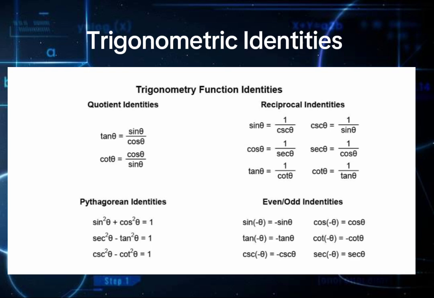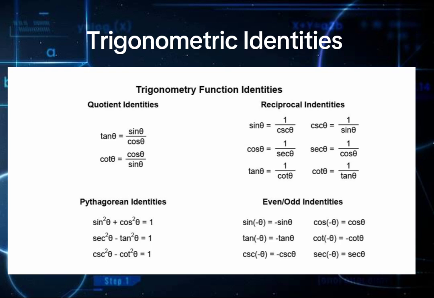Next are the Pythagorean identities. Sine squared theta plus cosine squared theta equals 1. Secant squared theta minus tangent squared theta is equal to 1. And cosecant squared theta minus cotangent squared theta is equal to 1. And lastly, we have the even-odd identities.